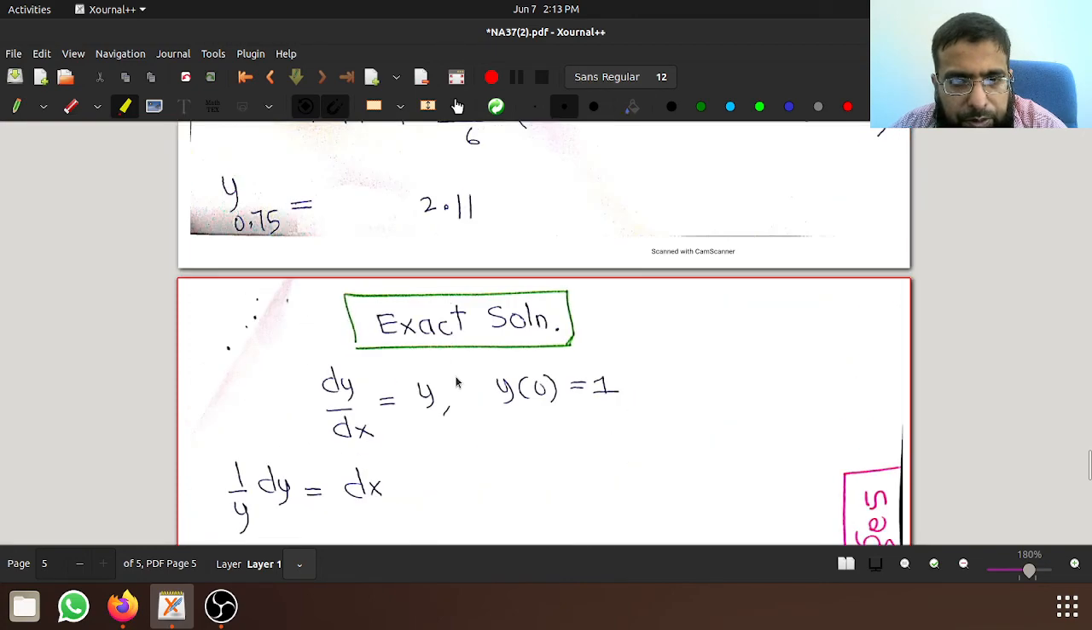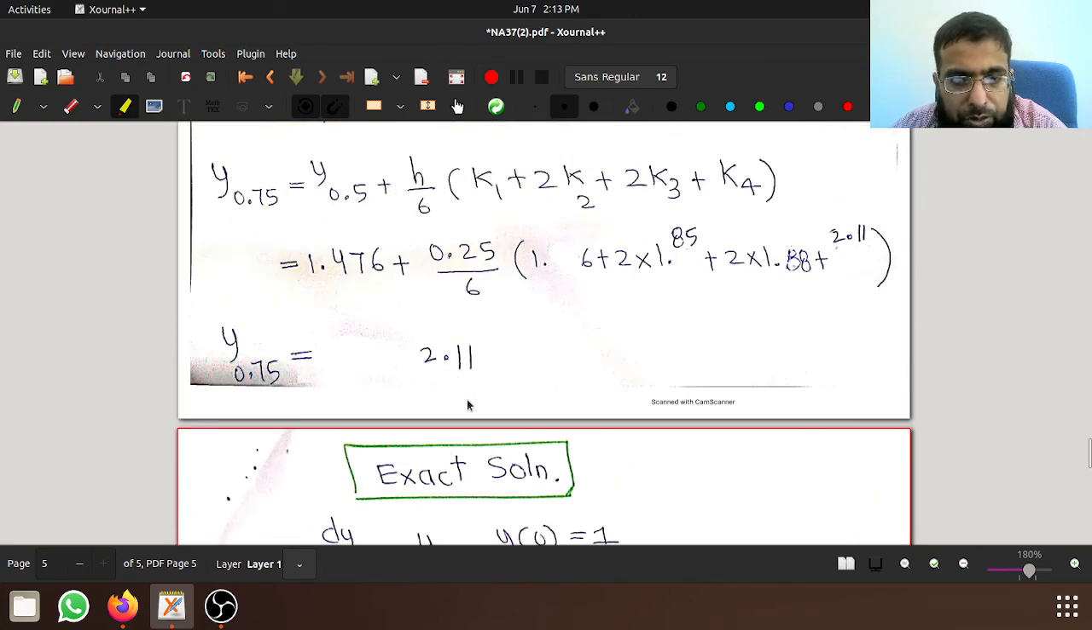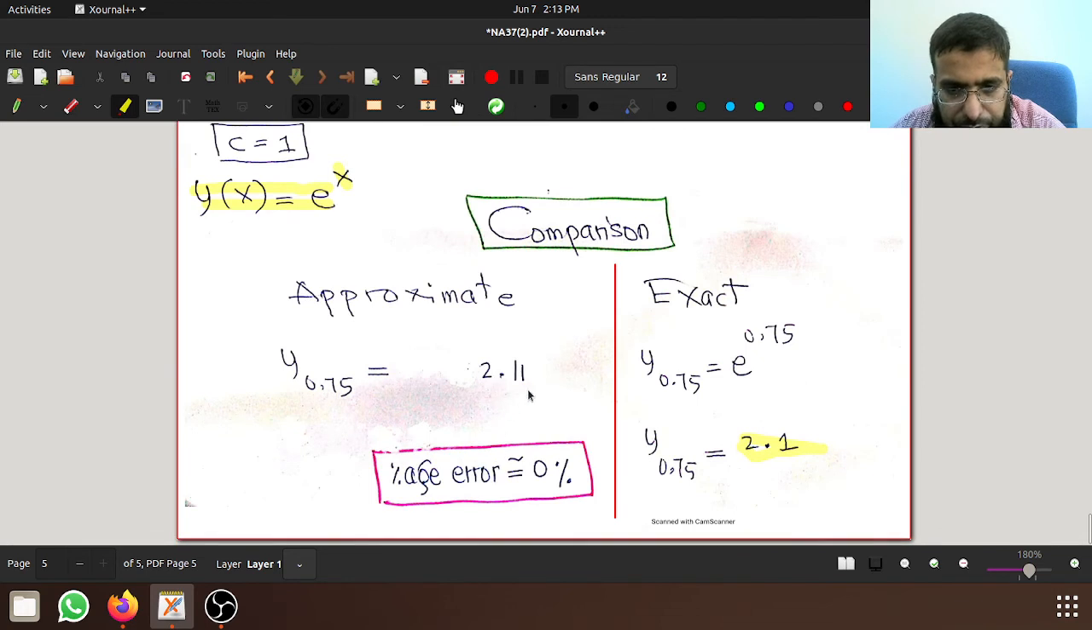But what's the approximate value based on the Runge Kutta method? It's also 2.1. It's 2.11. So they are really close, they are approximately equal. The percentage error is almost 0%.